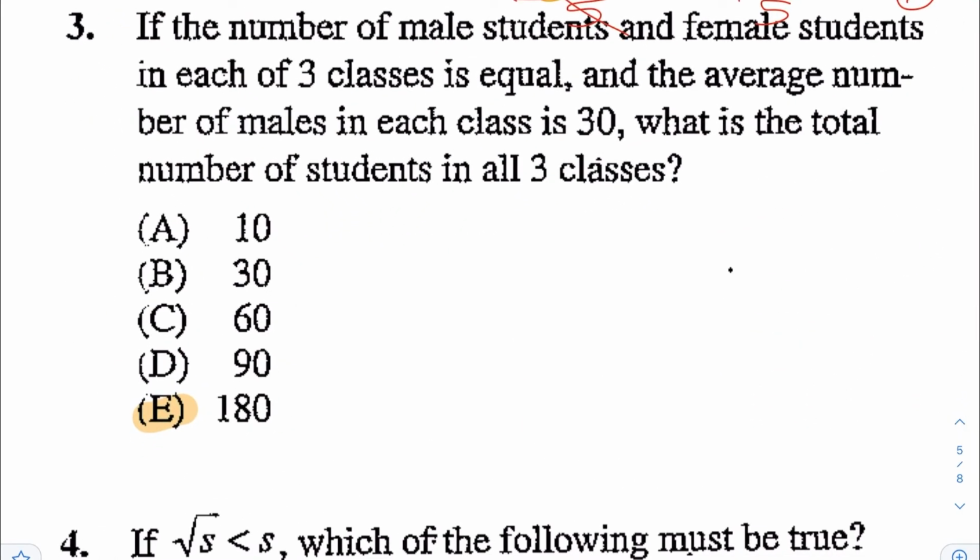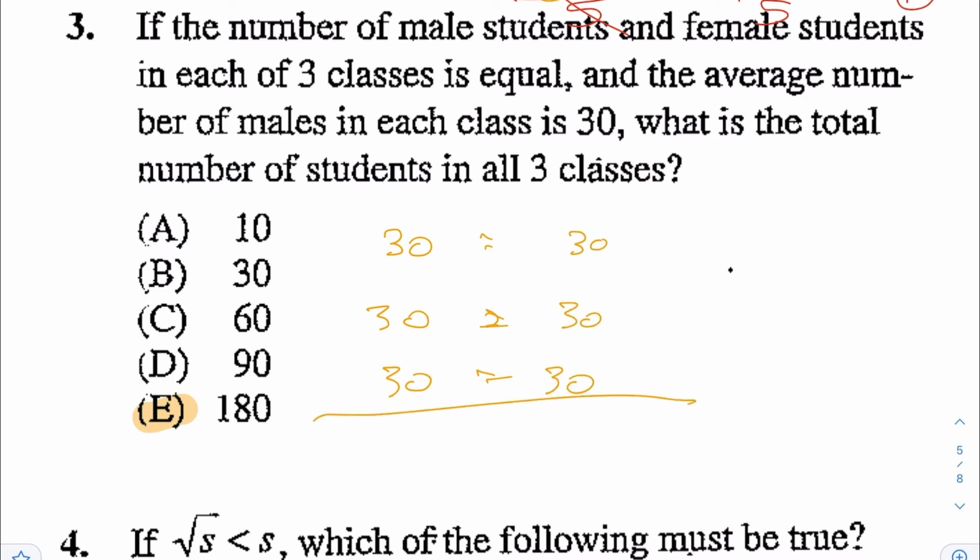All right, next for number 3, if the number of male students and female students in each of the 3 classes is equal, and the average number of males in each class is 30, what is the total number of students in all 3 classes? So here I have male and female students of the 3 classes are equal, and the average number of males is 30. So since they're equal, you'll have 30 males in each class, but also 30 females in each class.